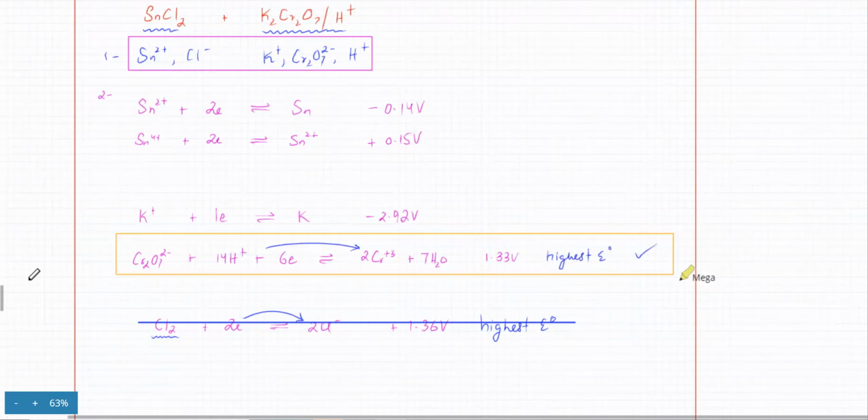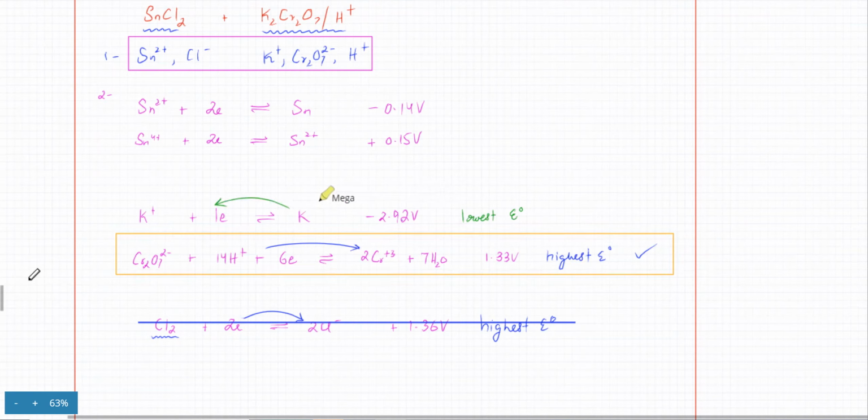And then vice versa, we're going to figure out who's going to lose electrons. The one who loses electrons is the one that has the lowest potential. So the lowest potential right now is minus 2.92 volts. That is the one with the lowest E naught. That means it has the highest tendency to actually lose electrons, and it's going to go in the backward direction to lose electrons. But again, if it is supposed to lose electrons, then it's potassium that's going to lose electrons.